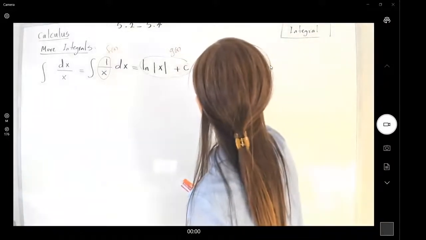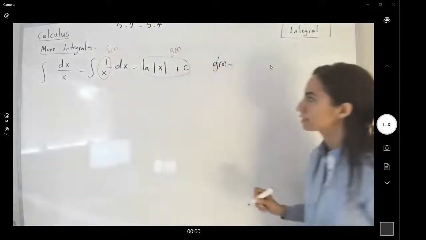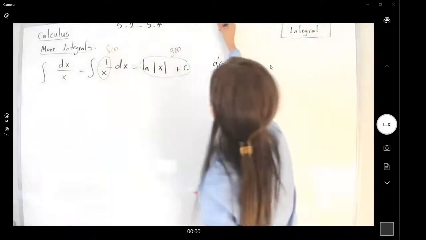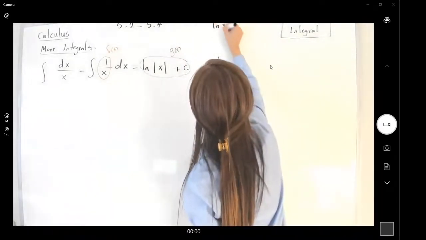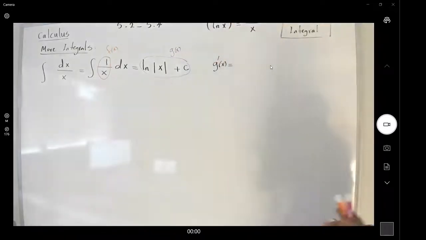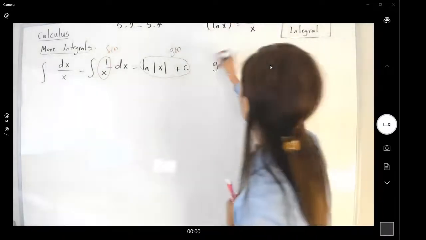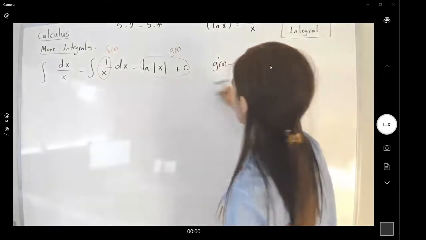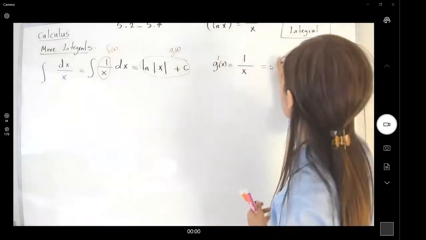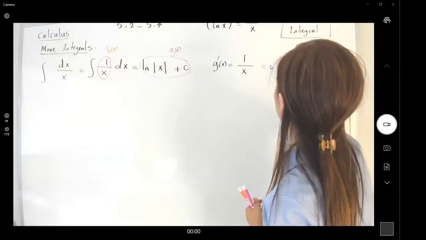G prime of x. What you learned before about ln, you know that the derivative of ln of x is equal to 1 divided by x. So here you have 1 over x, and the derivative of c is just 0, and it is exactly equal to function f of x, 1 over x.